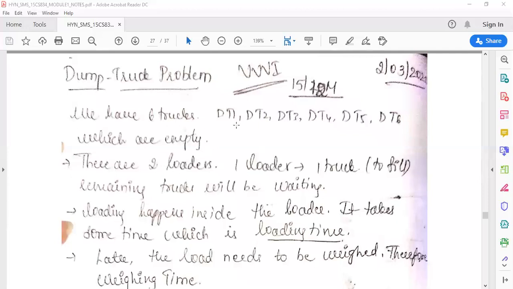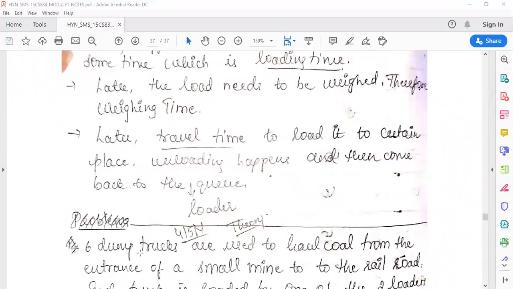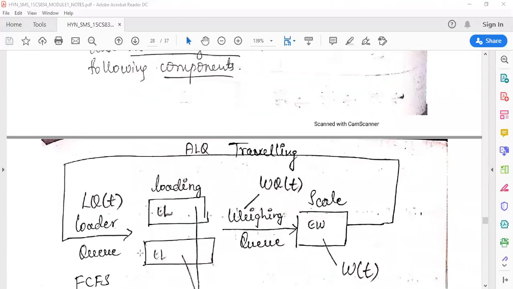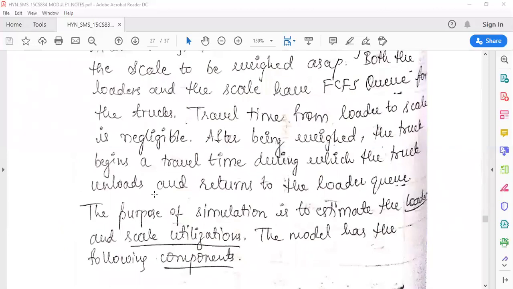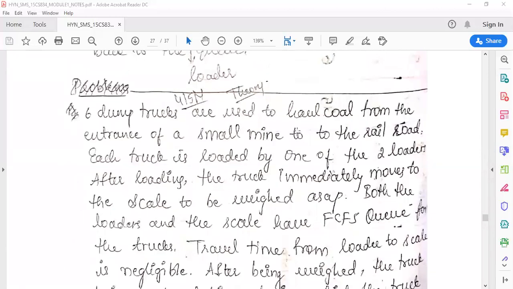So in a dump truck problem, how many trucks are there, right? So we are imagining that there are 6 dump trucks which are empty, right? And in my dump truck problem, there are 2 loaders, right? So this is how the scenario is. There are 2 loaders for loading the dump truck, right? So we have 6 dump trucks used to haul coal from the entrance of a small mine to the railroad, right? So 6 trucks are used to carry the coal from the entrance of mine to the railroad.